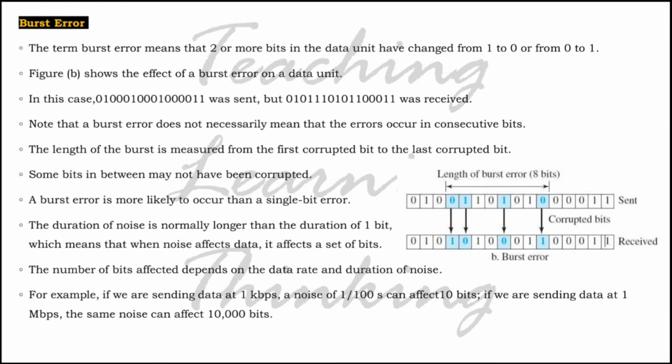A burst error is more likely to occur than a single bit error. The duration of noise is normally longer than the duration of one bit, which means that when noise affects data, it affects a set of bits. The number of bits affected depends on the data rate and the duration of noise. For example, if we are sending data at 1 kbps, a noise of 1 by 100 second can affect 10 bits. If we are sending data at 1 Mbps, the same noise can affect 10,000 bits. So this is all about burst error.